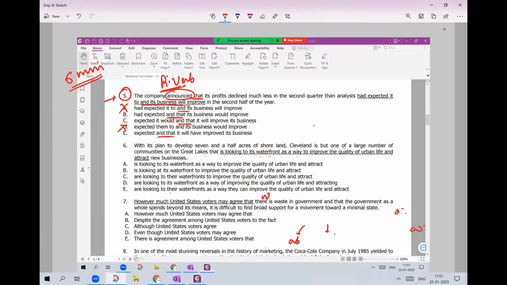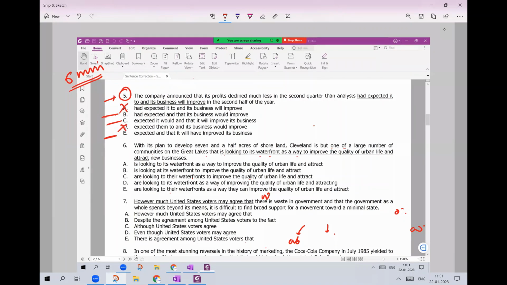Your job is to look into the structure of a statement very, very properly. Now I can come down to a 100% conclusion that "announced" is a reporting verb. And if it is a reporting verb, then "that" and that parallelism is being tested in the sentence. Simple logic. Now we are left with B, C, and E. Now what we need to do? We need to scan between B, C, and E.